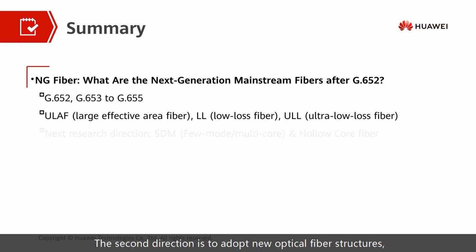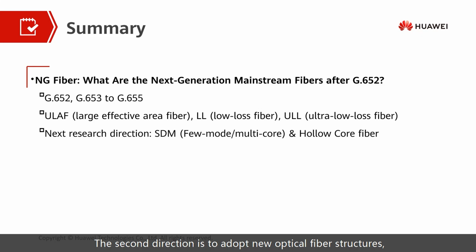The second direction is to adopt new optical fiber structures. For example, small mode multi-core optical fibers and also the air core hollow core optical fibers. These two solutions can increase the transmission capacity to the order of Pbit/s, and they are oriented towards medium and long-term evolution. That's what we have covered in this section.